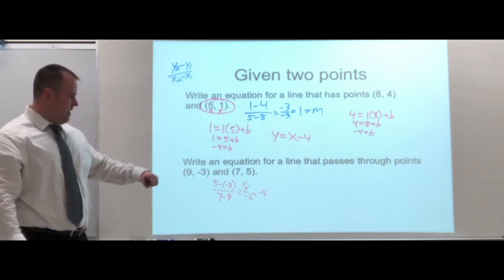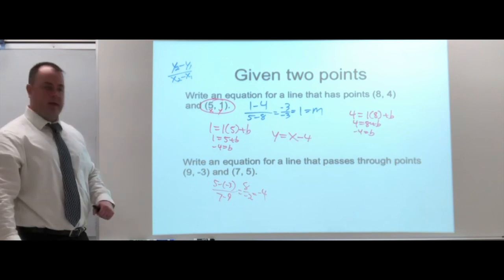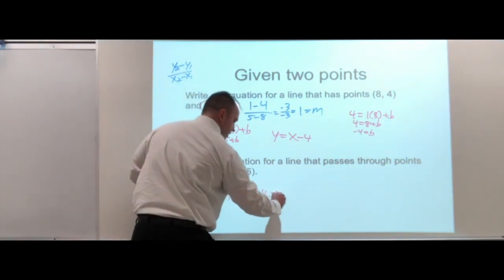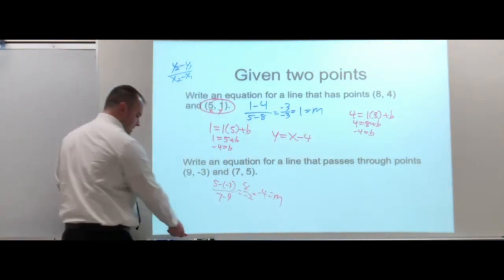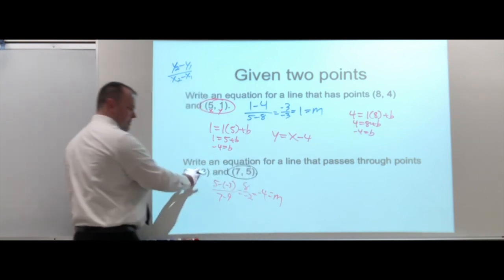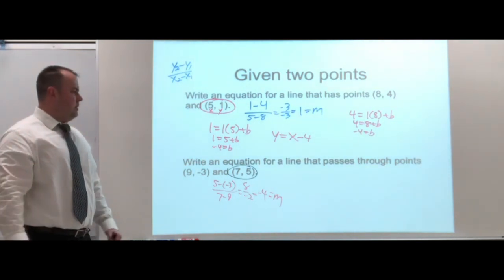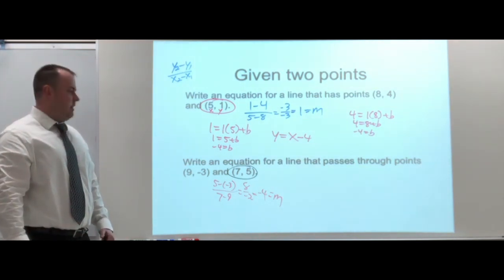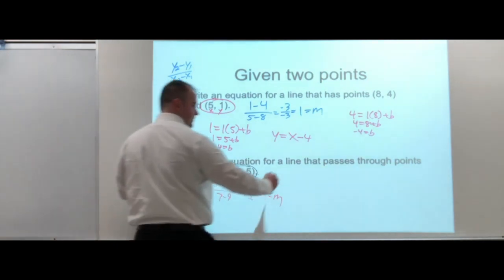Double check my math there. 5 minus -3 is 8. 7 minus 9 is -2. So we have -4 as our m. Now, (9, -3), (7, 5). I'm going to pick (7, 5) to use, and the reason is I'm going to stay away from those negative signs. You get the freedom to pick whichever one, so pick the one that looks nicer. Positive numbers I think are easier to work with, so I'm using the (7, 5).